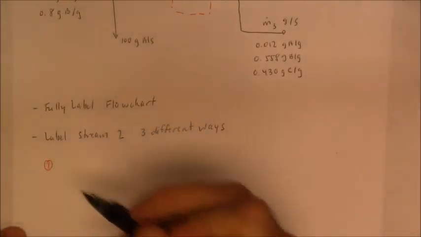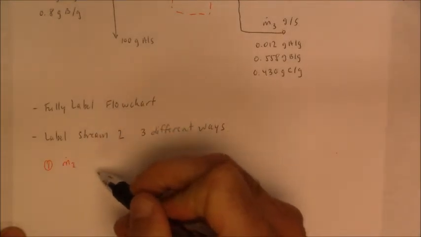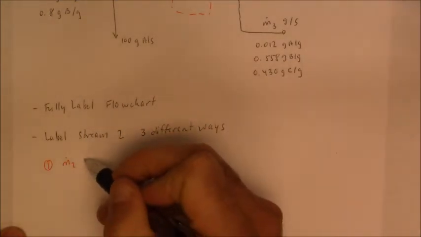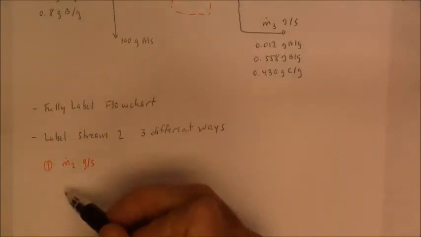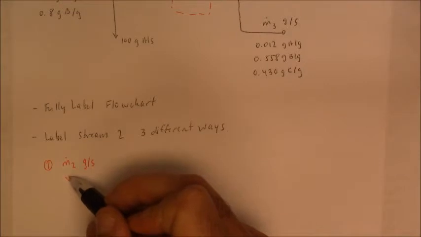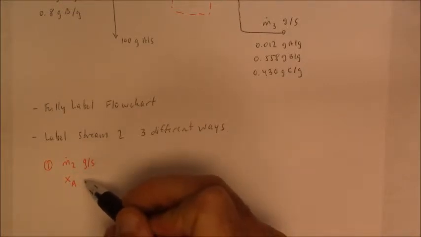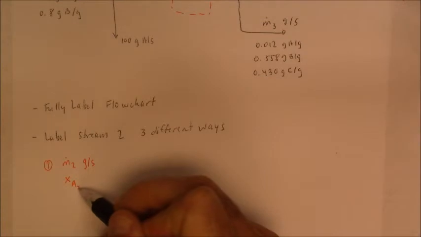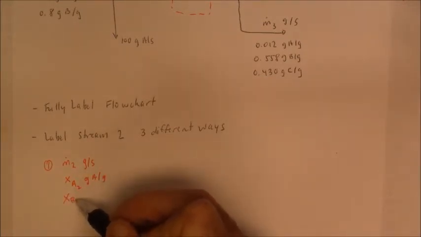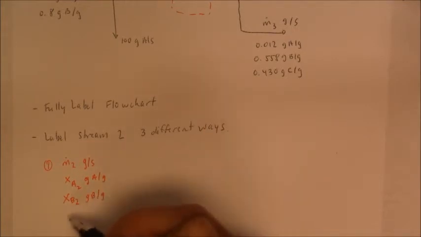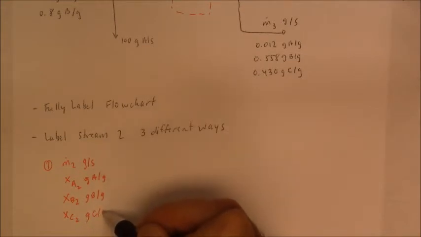Okay, so the first way that we can label this process is we can give it an overall flow rate, so M2 in terms of grams per second, that's our unit for this process. And then we can write the fraction of each species. So we have species A, B, and C in this process. So we'll have the composition XA2 grams A per gram, XB2 grams B per gram, and XC2 grams C per gram.